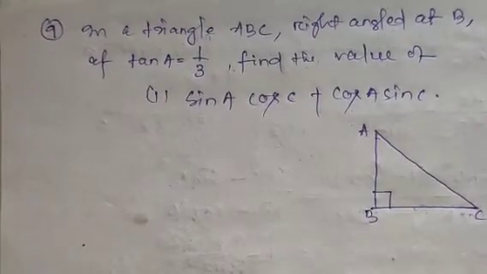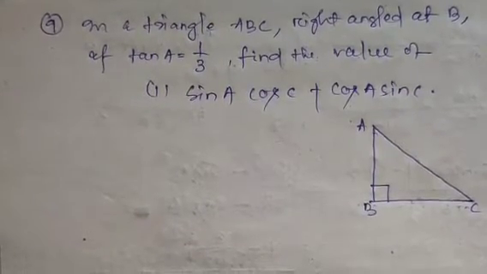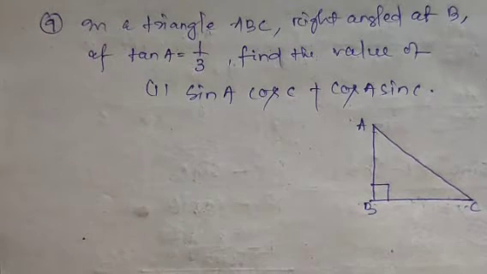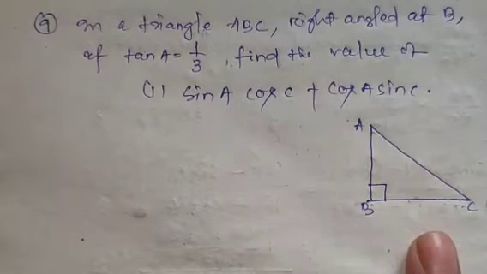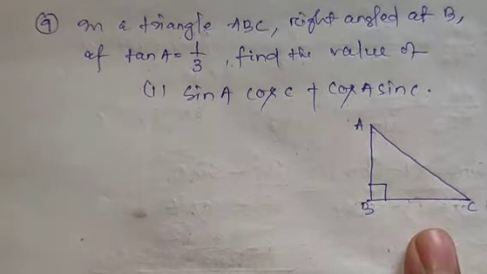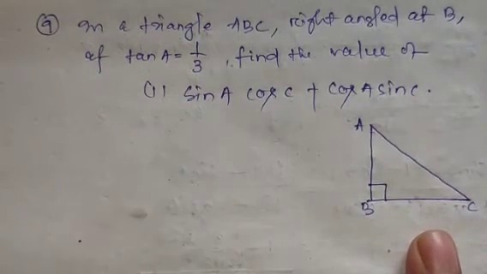So the next question is question number 9. We have already discussed question number 8 in the previous video. You can check from there. Now in question number 9, it is given that ABC is a triangle, right angle at B, if tan A is equal to 1 by root 3. We have already discussed this type of question in question number 7, right?